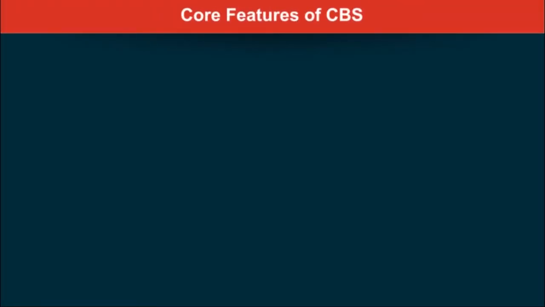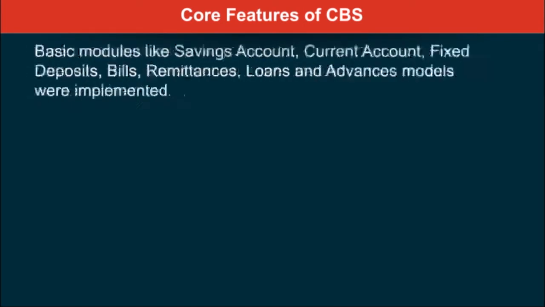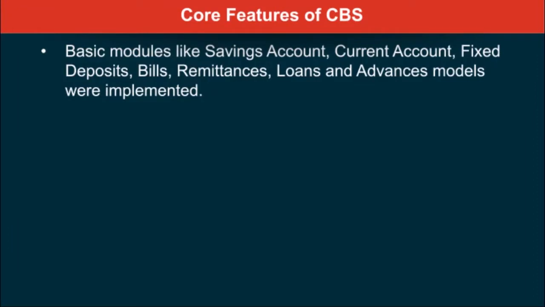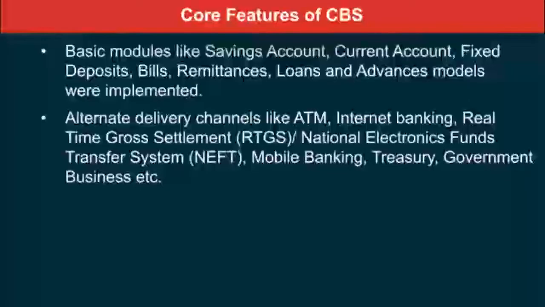What do you always find in a CBS? So what are the core features of a CBS? Basic modules you know. Savings account, current account, fixed deposits, bills, remittances, loans, advances, everything was implemented. You also have different delivery channels. That is, how do you service the customer? It's not only at the branch, right? It is also at ATM, internet banking, real-time gross settlement. All kinds of things are right now happening. All of them are delivery methods to the customer.